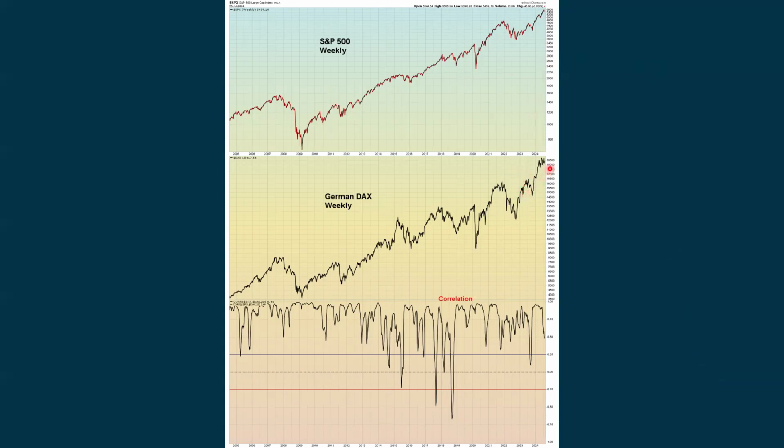Then we look at a weekly chart of the S&P on top and a weekly chart of the German DAX in the middle area. And a lot of times they have a pretty strong correlated relationship with each other, but that seems to be waning lately, meaning that they're not really correlating all that strong. Sometimes we look to the European markets to get some clues as to what may happen, either positive or negative, in the US market. That's not really helping us right now with this weekly chart.